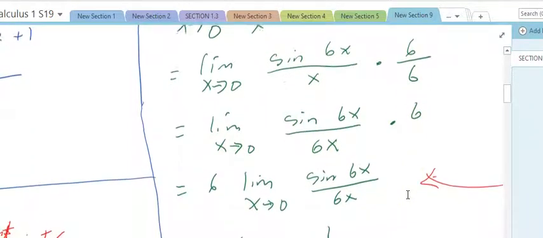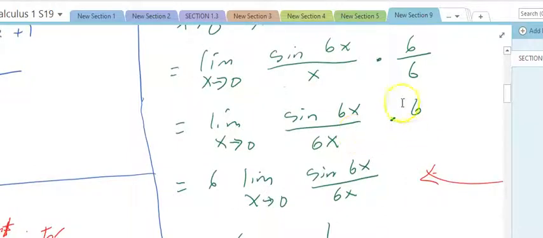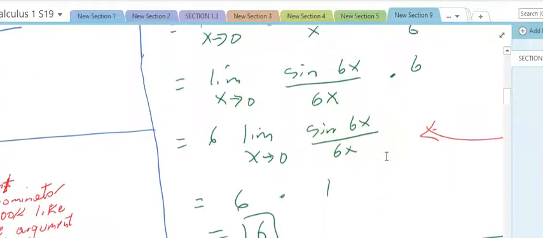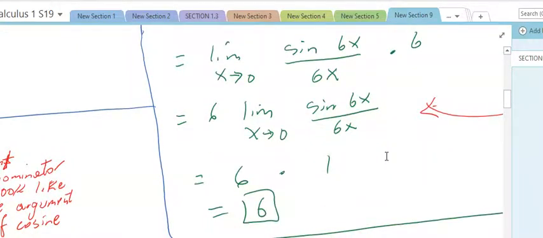And then by our scalar multiple rule, we can pull the 6 before the limit. So it becomes 6 times the limit as x approaches 0 of sine of 6x over 6x. And then that would be 6 times 1, which is equal to 6.